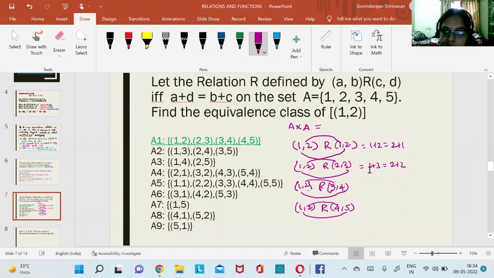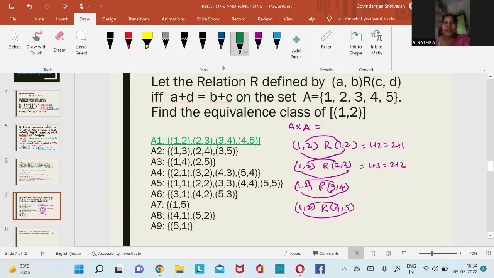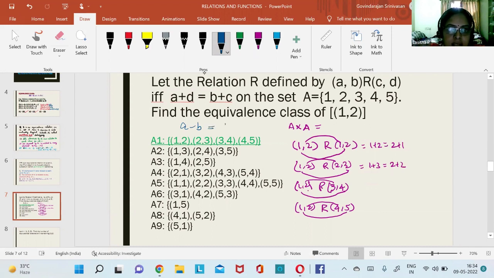I have the same method, sir. The difference of 1 and 2 is 1. So among the 25 ordered pairs, wherever the same difference comes, you have to take those. Sir, please write that a minus b equals c minus d. The difference will be -1 actually. So wherever that -1 difference comes, we can pick all those ordered pairs from A cross A. That is also possible.